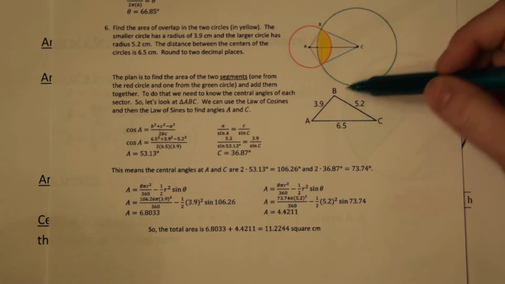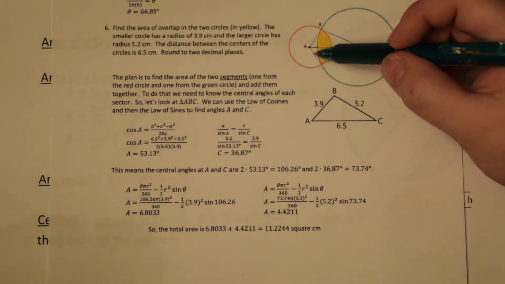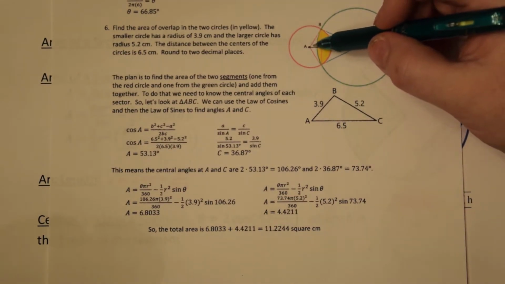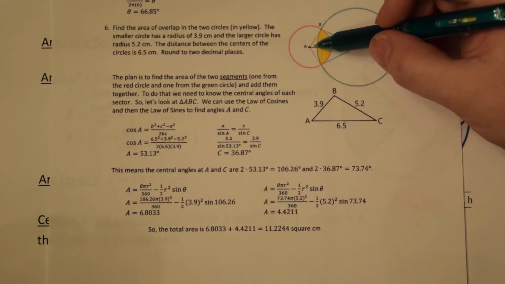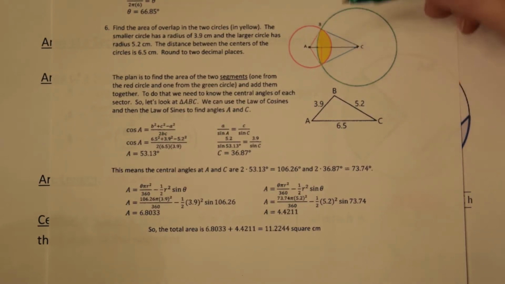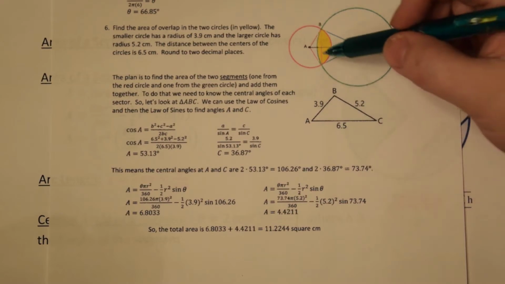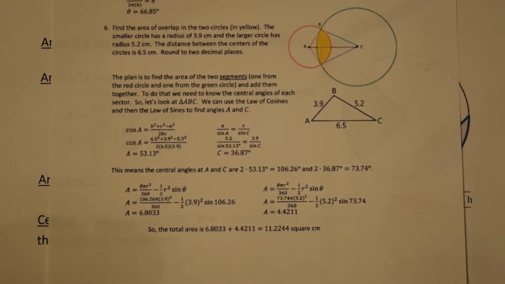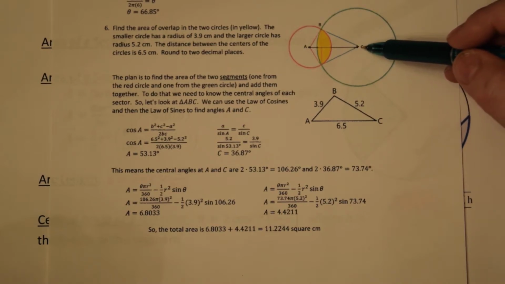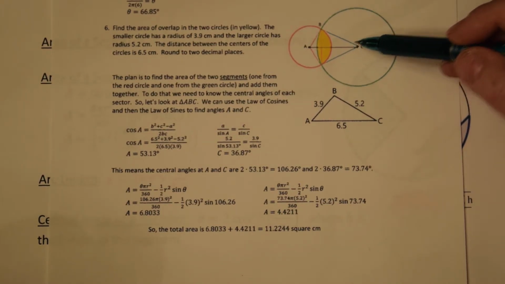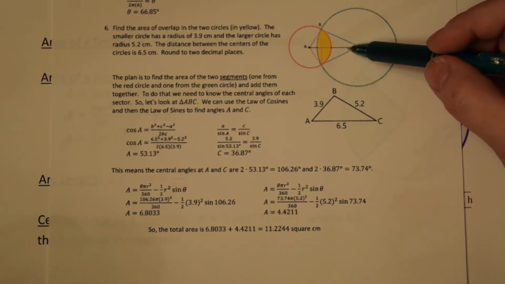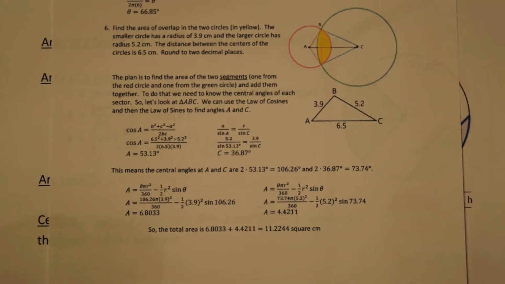So this triangle here is going to help us find those central angles, because if we find this angle here, that's actually this right here. And so our central angle at A is going to be this and then another copy of it, so it's going to be 2 times this angle at A. And the same thing with this central angle over here at C. If we find this angle, all we have to do is double it to find the central angle at C. Okay, so that's our plan.